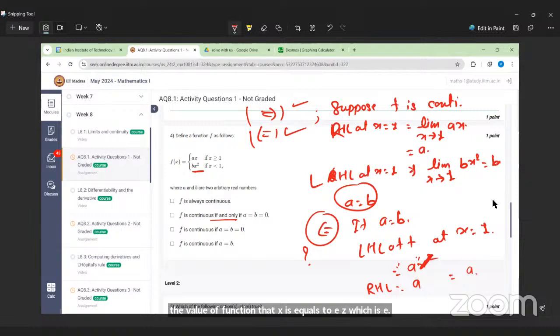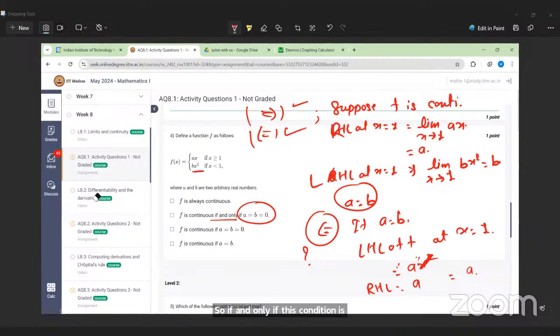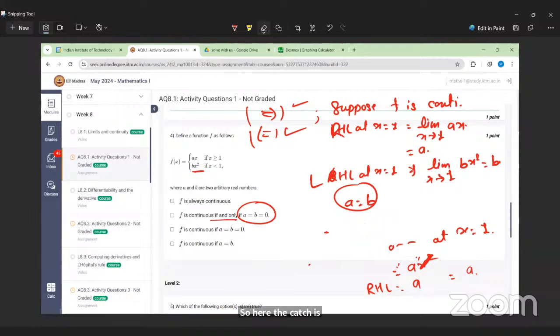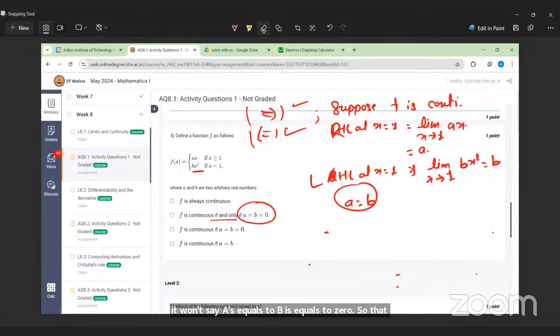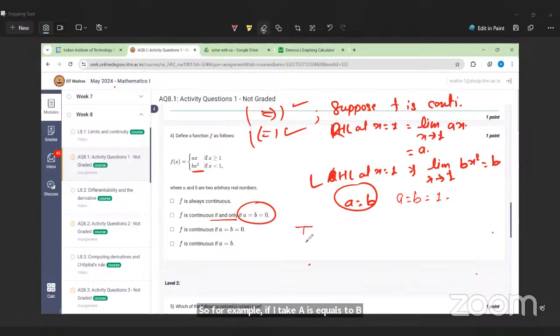F is continuous if and only if... No. A equals b equals 0 is given to us. So if and only if this condition is... not... now I'm sorry. So here the catch is, if you say that your function is continuous, it only guarantees us a equals to b. It won't say a equals b equals 0. So that means you can choose a equals b to be any number other than 0, but still our function is continuous. So for example, if I take a equals b equals 1, then what will be f of x?